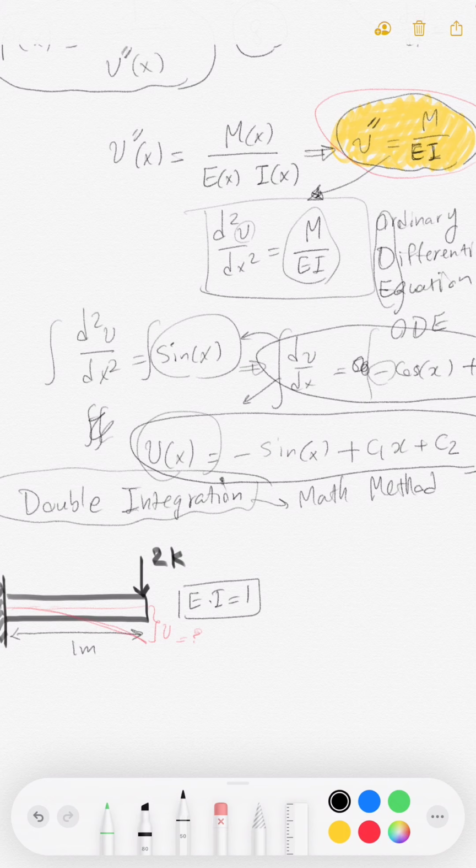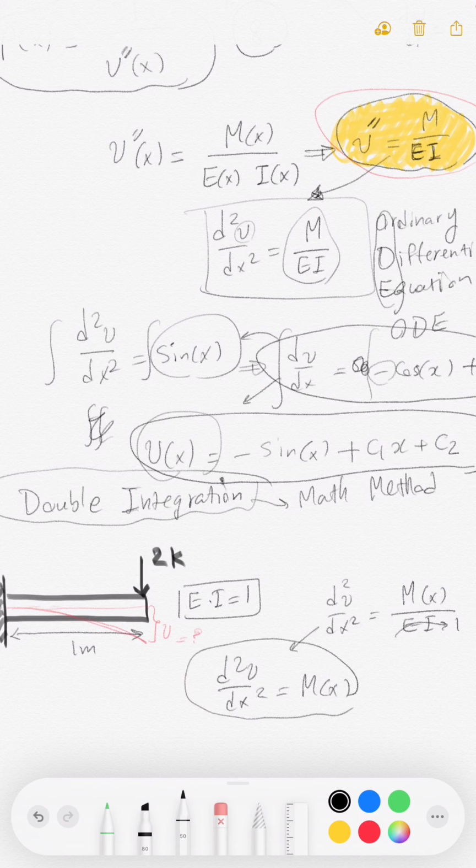Let's write here that equation: the second derivative of v with respect to x is equal to M at x divided by EI. In this specific case, my EI is simply 1. So that tells me the second derivative of deflection with respect to x is equal to the moment at x. So in order to solve it, you see in the previous example, the moment was simply sine x. It was given to me, right?